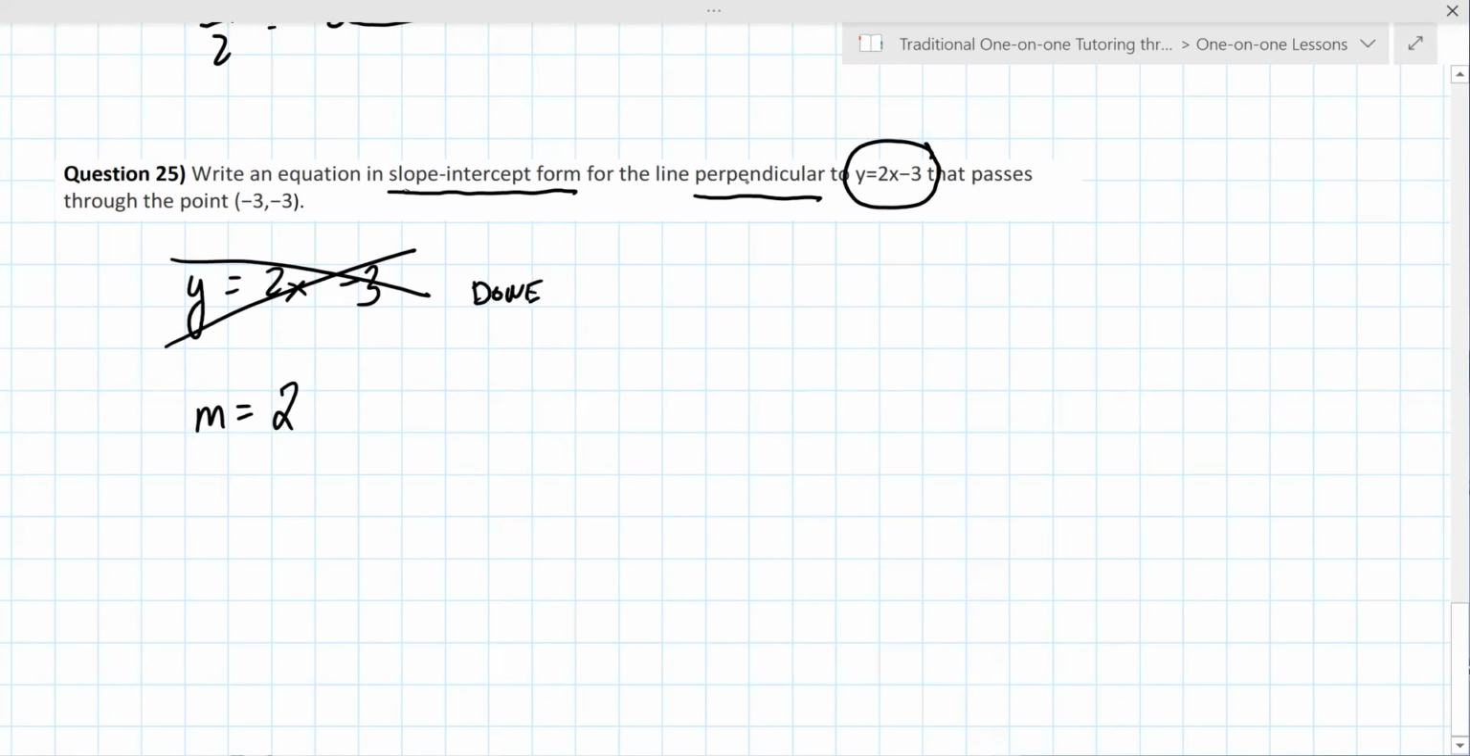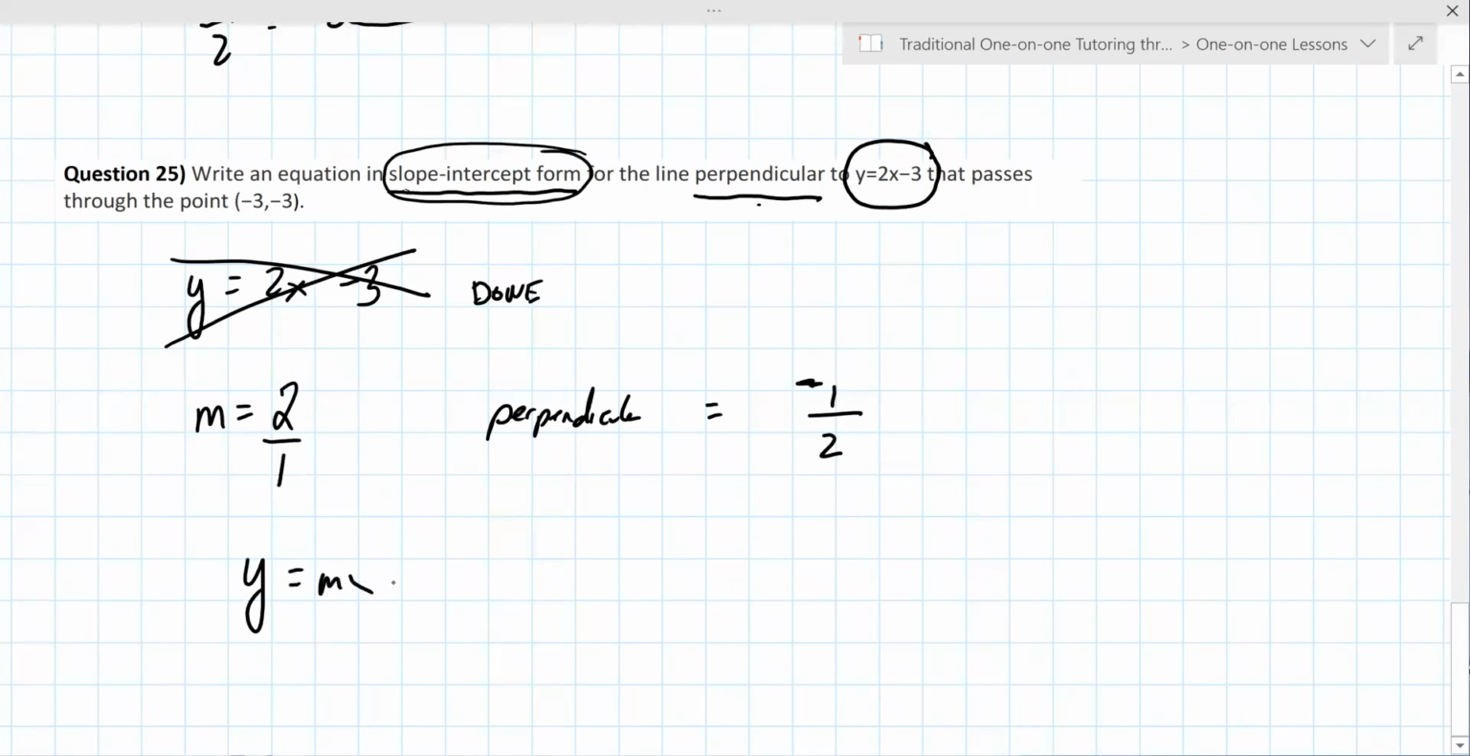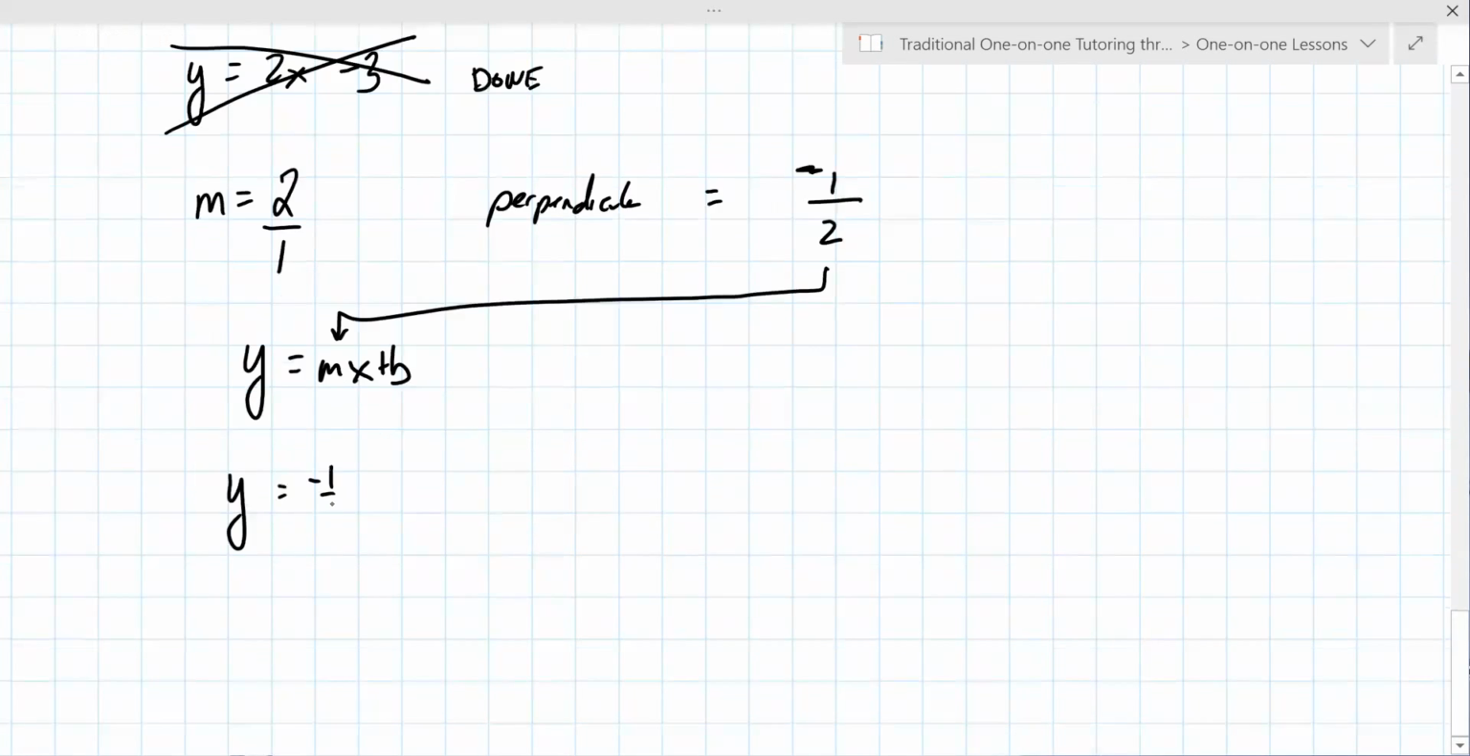Now we want the perpendicular. If it was parallel, we just use that number, but for perpendicular, you have to flip this. So that would be -1/2. Exactly. And that's your new slope. Now, what's the equation of the line that they want? Slope intercept form, y equals mx plus b. So this number is your slope, so we're going to substitute in y equals -1/2 x plus b.